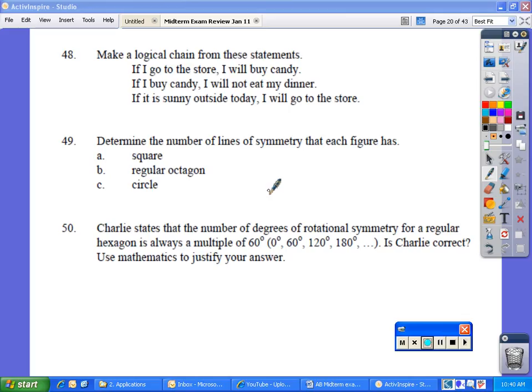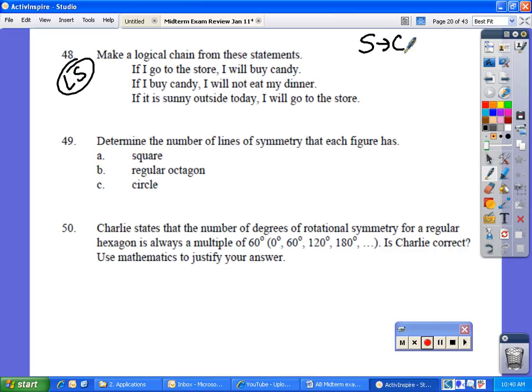All right, number 48. Make a logical chain from these statements. I'm going to represent them in symbols because I think that's a little bit easier to do. This is just like we did before with the law of syllogism, where we're linking if-then statements. So this says, if I go to the store, then I will buy candy. If I buy candy, then I will not eat my dinner. So not D. If it is sunny outside, I'm going to use an O, then I will go to the store.